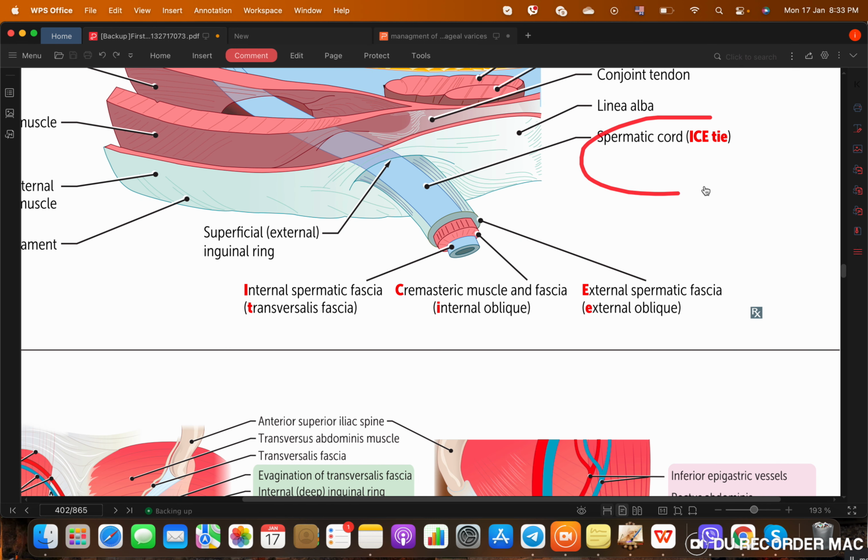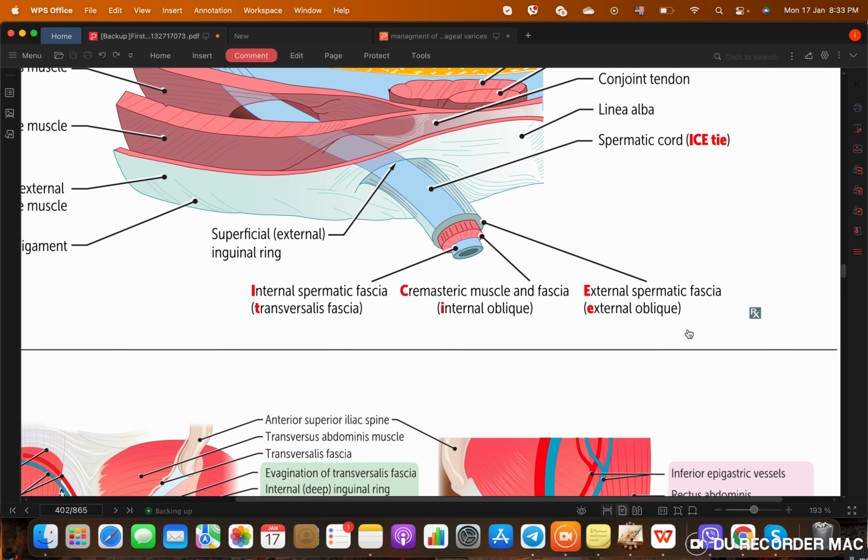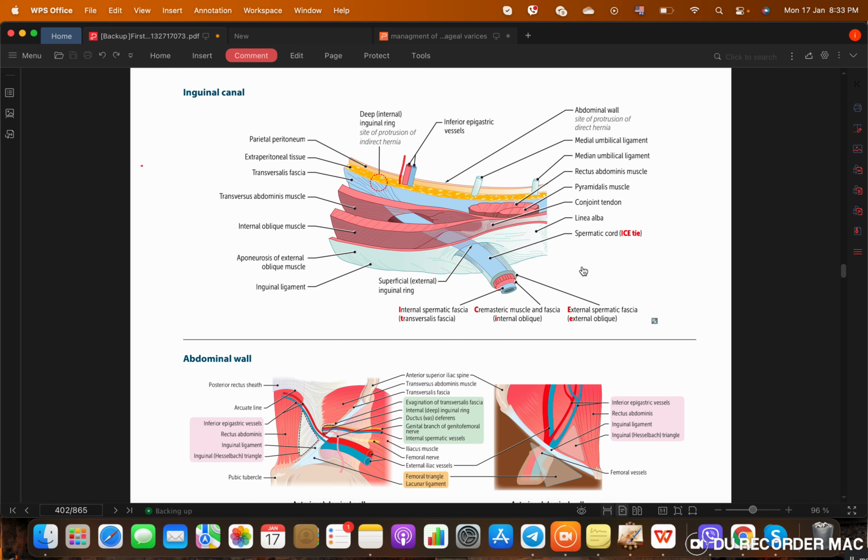This is annoying, but you need to know the spermatic cord layers and where each layer comes from. Basically, the spermatic cord has this IST. So, ICE: internal spermatic fascia, cremasteric muscle, and external spermatic fascia. The origins are going to be the following: transversalis, internal oblique, and external oblique.